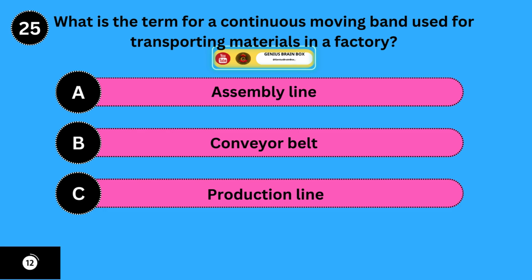Option A. Assembly line. Option B. Conveyor belt. Option C. Production line.